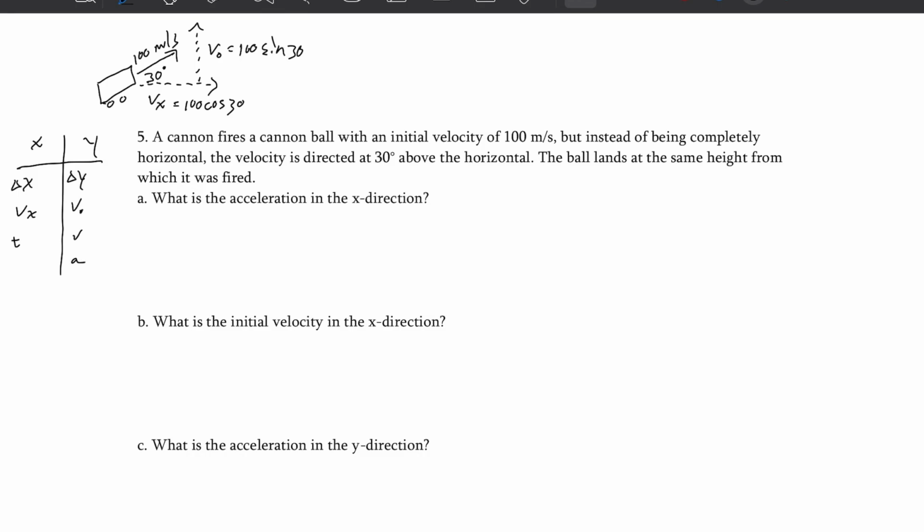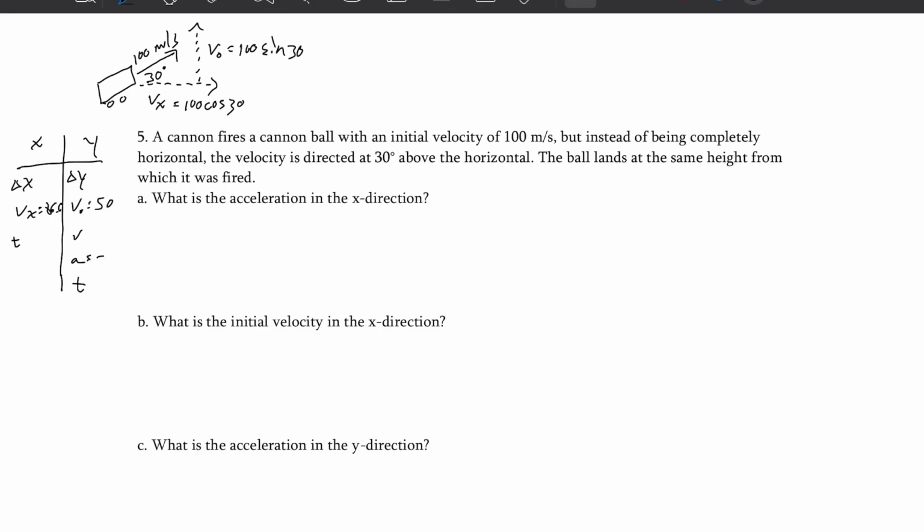And I'm just going to go ahead and start building my table. I usually need it. I may not on this one, but I'm going to go ahead and build it so I've got that information there. So I've got Vx, 100 cosine 30. I think that's going to be like 86.6. And then 100 sine 30 is going to be 50. I'm just going to squeeze those into the table just as quick as I can calculate them and type them in.